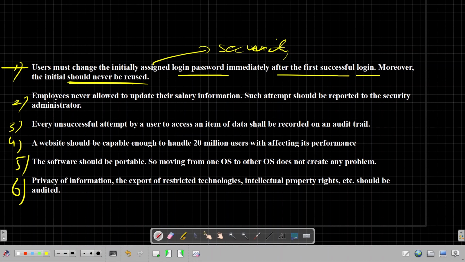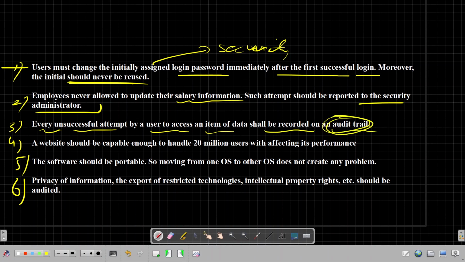The second NFR is that employees are never allowed to update their own salary information. This is quite intuitive. Such an attempt should be reported to the security administrator. The third one is that every unsuccessful attempt by a user to access an item of data shall be recorded on an audit trail, or it should be logged, so that a later audit could happen in the organization. The fourth one is that a website should be capable enough to handle 20 million users without affecting its performance.